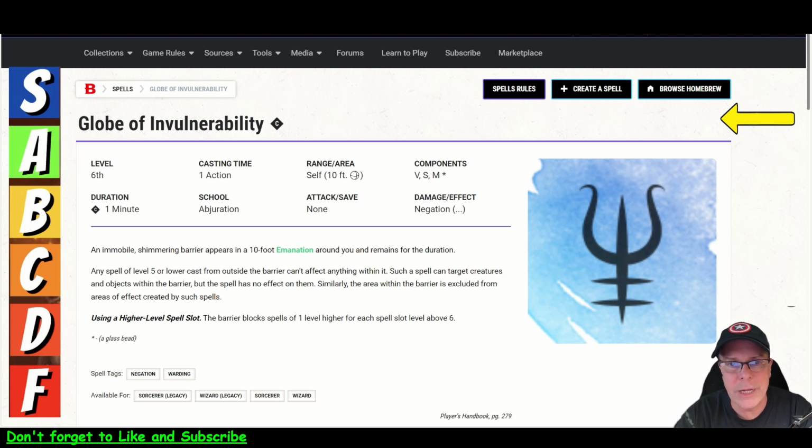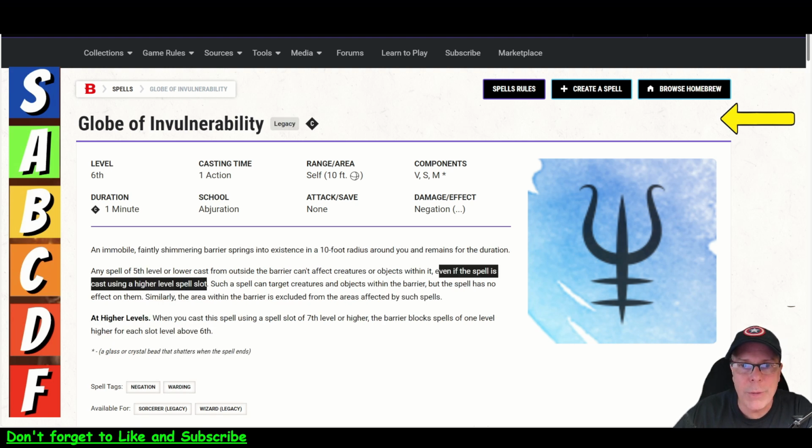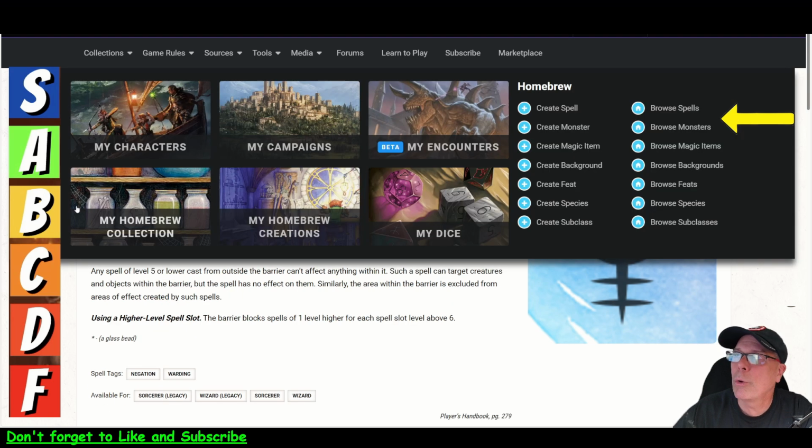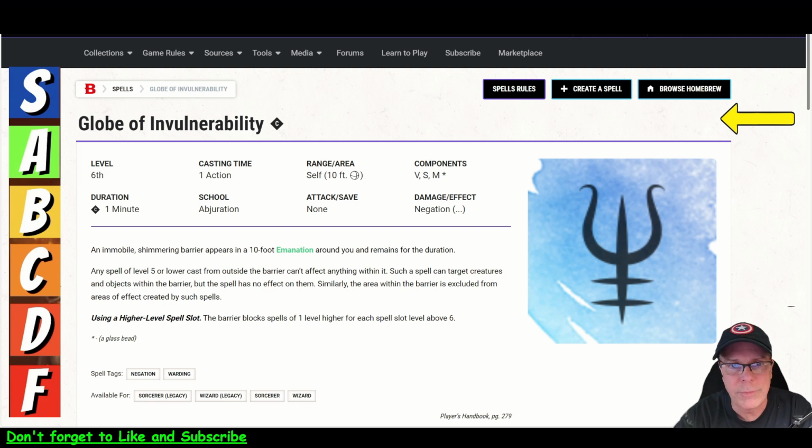Guess what's missing here? Again, the sentence that we have highlighted here is no longer there. That is a nerf. That is a pretty big nerf. I can now cast Fireball at 6th level, and it will affect you inside of the Globe of Invulnerability. Whereas before, it would not. So they took that away, which I'm not sure why they did.